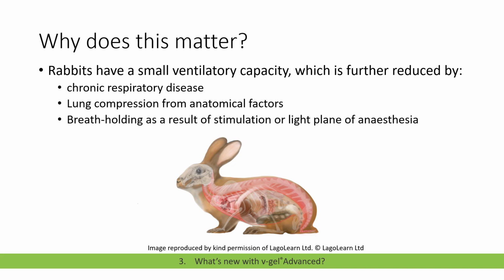So when you turn that rabbit on its back for surgery, a large amount of that lung capacity is being compressed by abdominal contents. And then they have a nasty habit of breath holding, either as a result of stimulation or a light plane of anaesthesia, and when rabbits smell volatile anaesthetic agents and sometimes even fresh gas oxygen flow, they don't like it and will hold their breath.